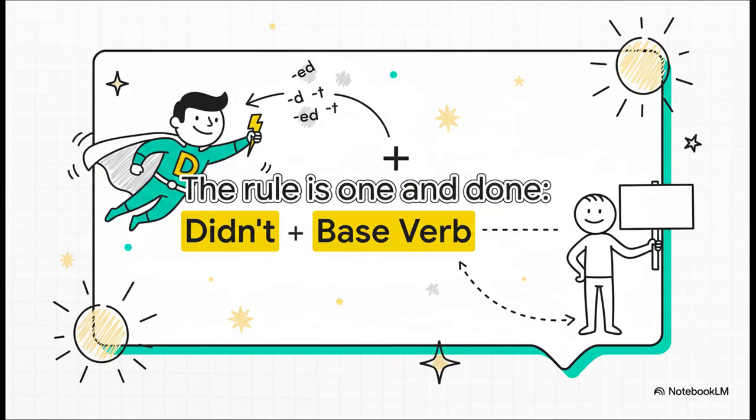If you remember one thing, remember this. The formula is your golden rule. Didn't plus the base verb. I didn't go. She didn't see. We didn't know. It's perfect. It works every single time.